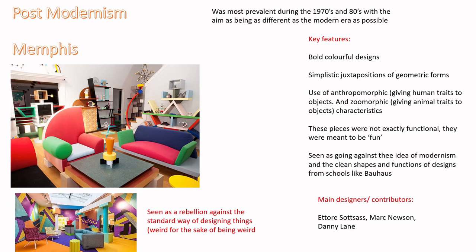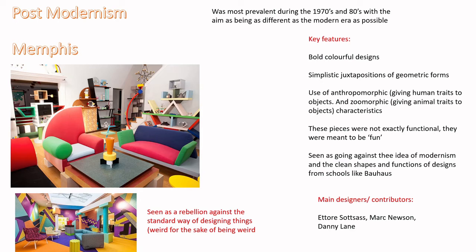Whereas Memphis literally went down the whole idea of, no, let's just go crazy. So they literally just had bold, bright colours everywhere, simple juxtaposition of geometric forms, which means they just had random shapes and just stuck them in random directions, basically. They like the idea of, I'm going to get these terms, anthropomorphic, which is giving human traits to objects and making things look like humans, and then zoomorphic, which is giving animal traits to shapes as well. They're not functional. They're not comfortable in any way. They are not useful to use, but they're supposed to be fun.